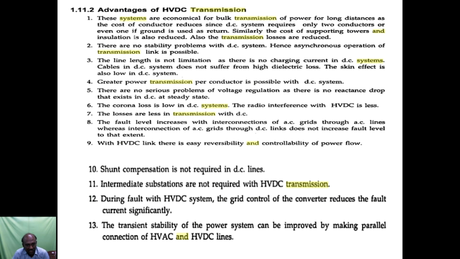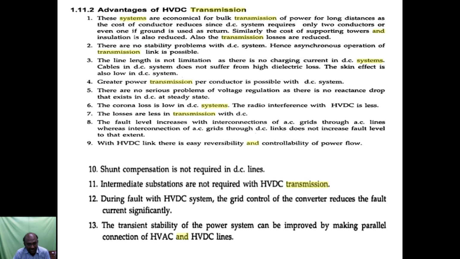Shunt compensation is not required in DC lines, but it is very essential in AC systems. Shunt compensation for reactive power. Intermediate substations are not required with HVDC. There is no stepping down of voltages. We need substations in AC systems, but that is not needed in HVDC transmission. During a fault with HVDC, the grid control of the converter reduces the fault current significantly. So during fault time, using the converter, we can easily reduce the fault current. But that is not possible in AC systems. We have to use circuit breakers in that situation.